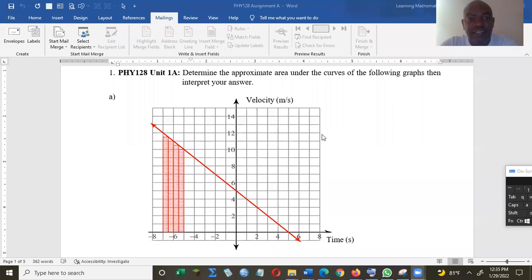The question says determine the approximate area on the curves of the following graphs, then interpret your answer. That's number 1A. In order to do that, we've got to count the number of rectangles, the area of each rectangle, and use the y variable and x variable to interpret the meaning of the answer that we get. The y variable is velocity and the x variable is time. So we'll be doing that with an example.